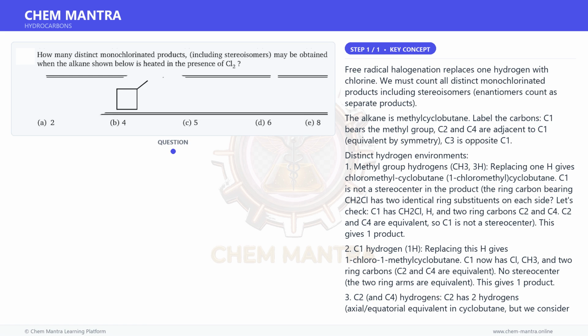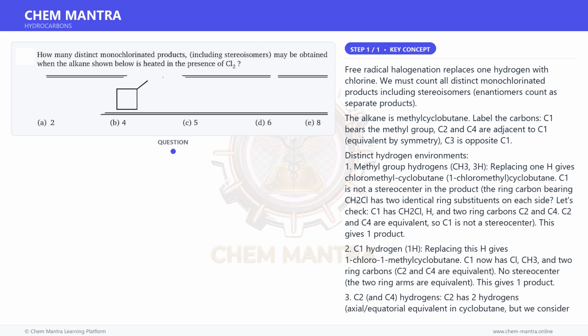The alkane is methylcyclobutane. Label the carbons. C1 bears the methyl group. C2 and C4 are adjacent to C1, equivalent by symmetry. C3 is opposite C1. Distinct hydrogen environments.